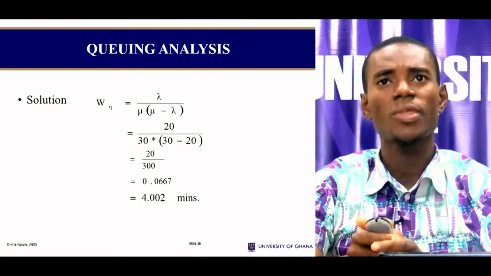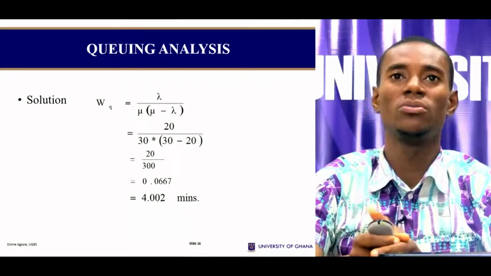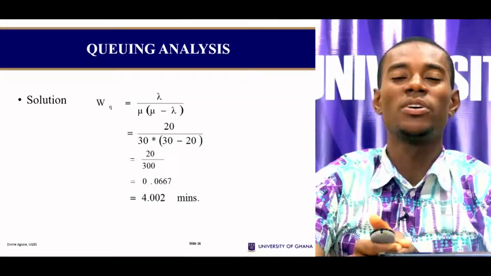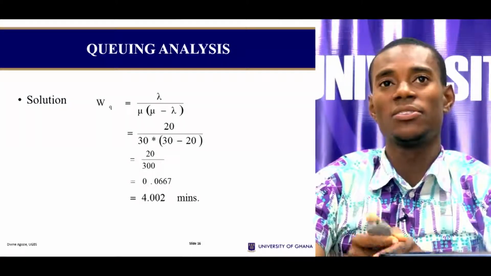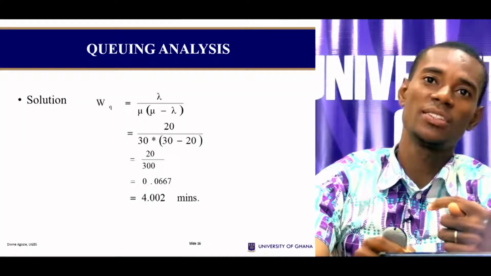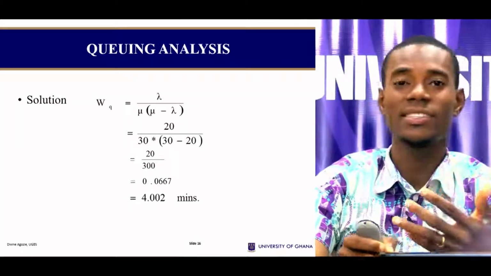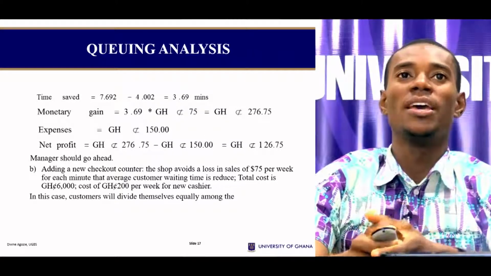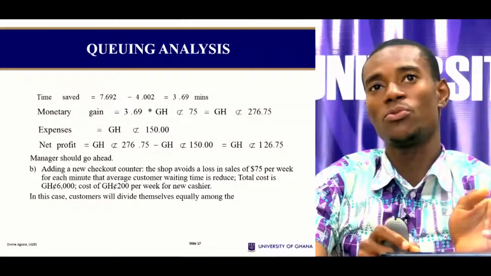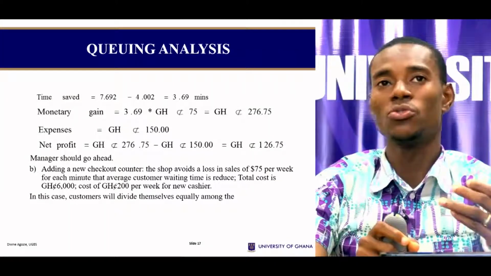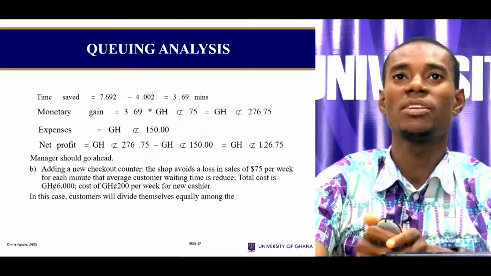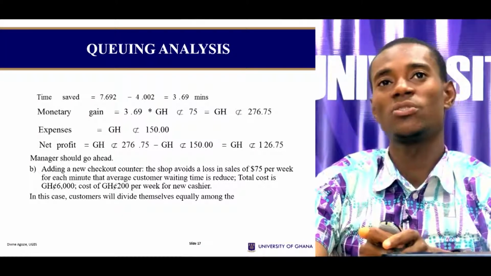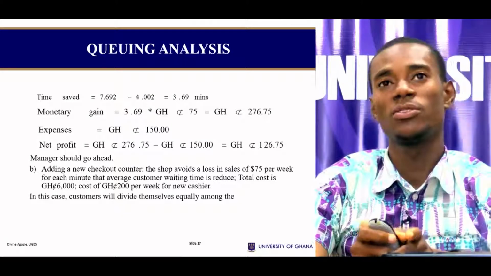If I find my new WQ, it gives me a time of 0.006 hours. That's in hours. If I convert it to minutes, you just multiply that value by 60 and that gives you its equivalent in minutes. So from the previous example, you should do the 8 characteristics. For your time saved, the first WQ would give you 7.692 and the second one is 4.002.